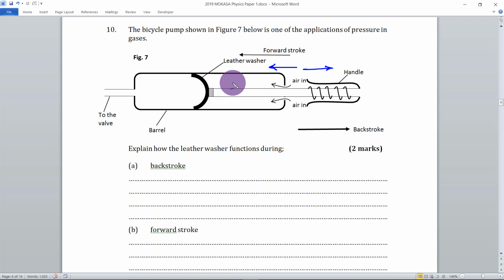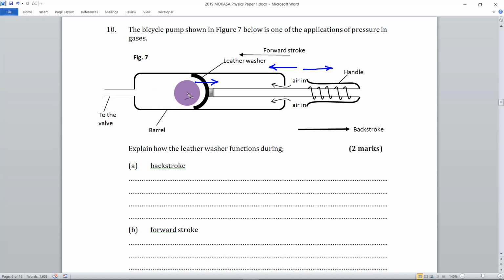So as it is right now, everything is under atmospheric pressure. When we pull this handle backwards, the washer will move backwards, and that means it's going to increase the volume of this gas inside here. But the valve has closed during backstroke. Since it has closed, the only way in which air can get inside here is via this section here. So the washer is going to collapse, creating a space here so that the higher atmospheric pressure can force air into this region, because the pressure over here has become lower than atmospheric.